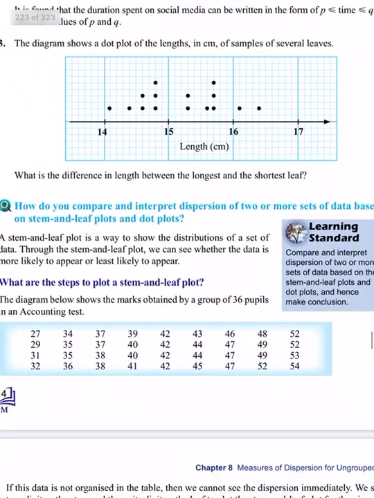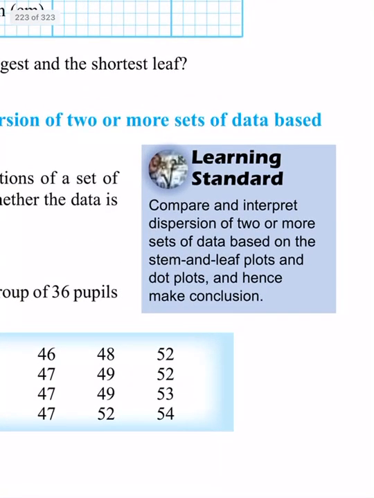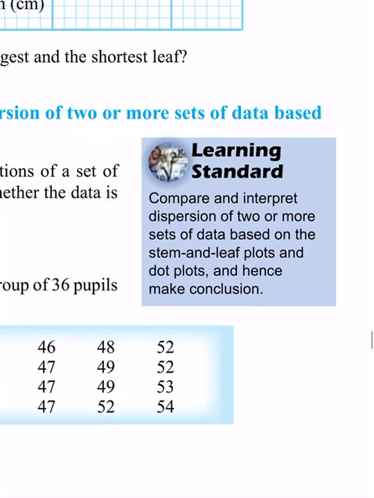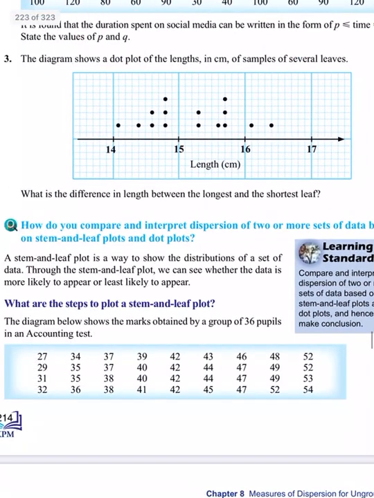Next, you need to compare and interpret dispersion of two or more sets of data. Look at the learning standard here: based on the stem and leaf plots and dot plots, and hence make conclusions. Those are the things that you need to know. So how do you compare and interpret?